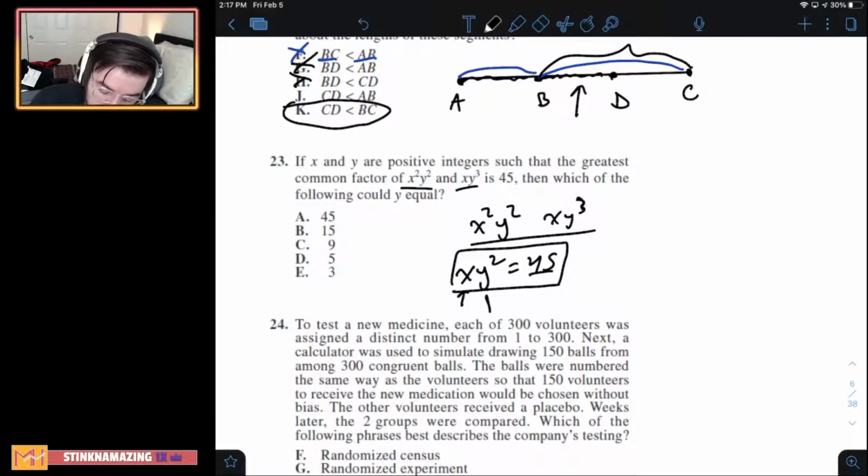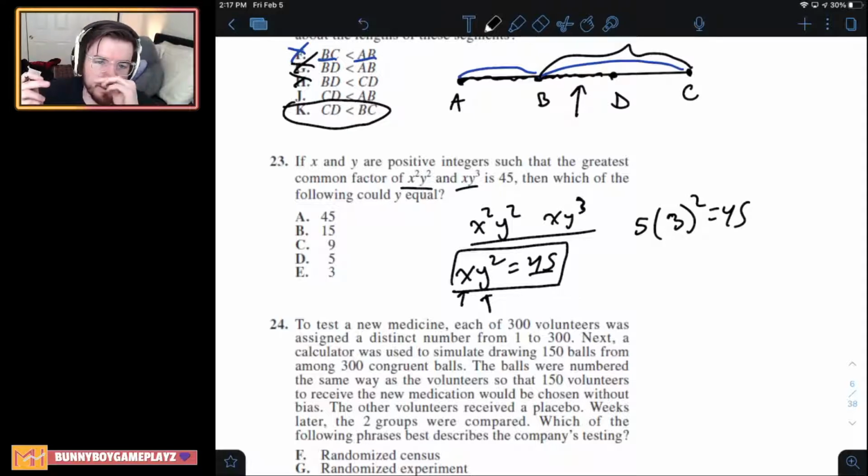This has to be a perfect square, right? So, 5 goes into 45. 5 times 3 squared equals 45. I'm just kind of messing with the numbers a little bit in my head.